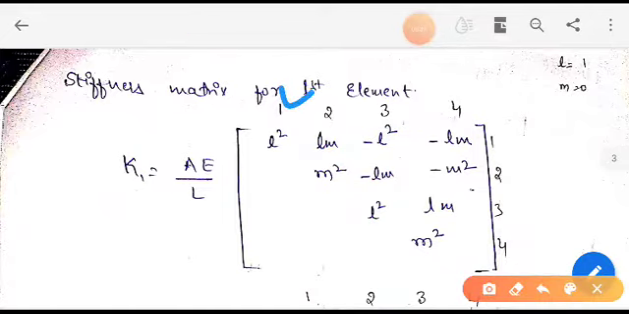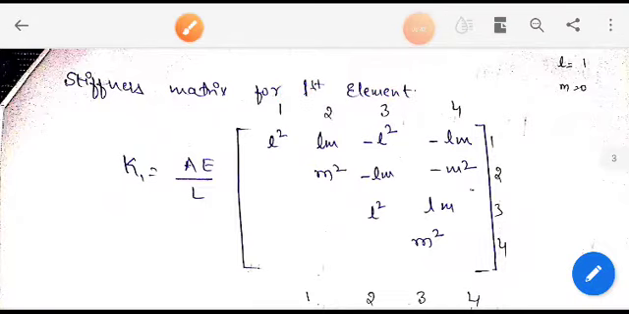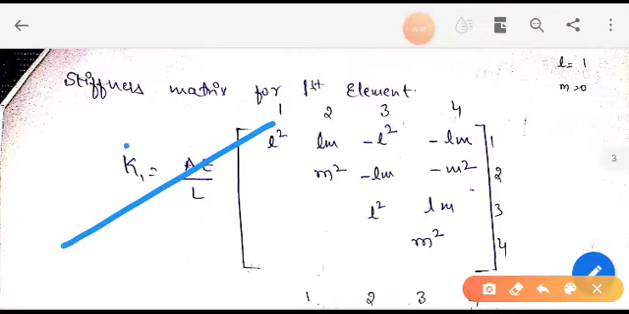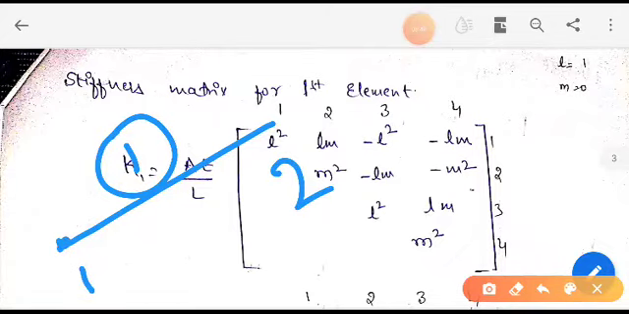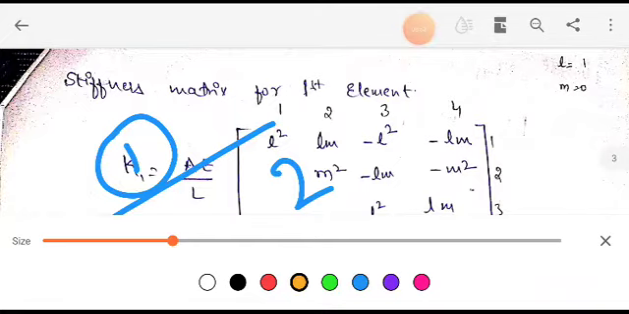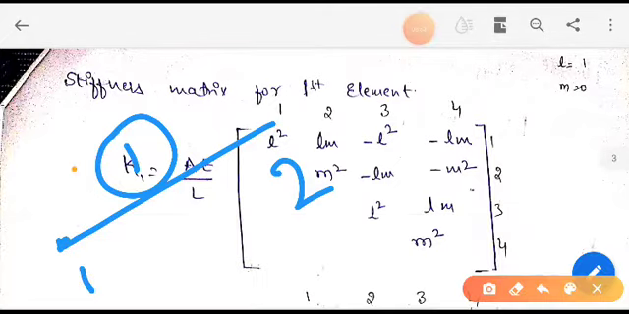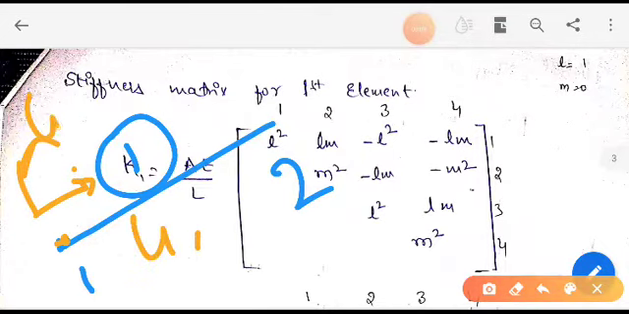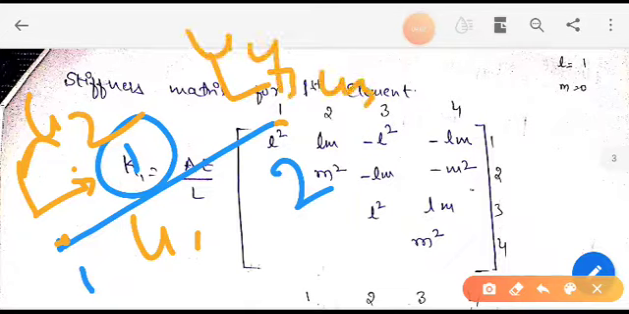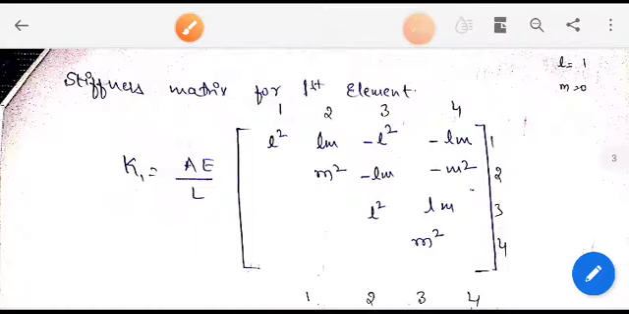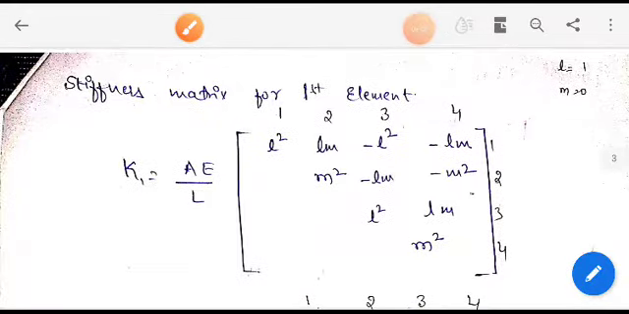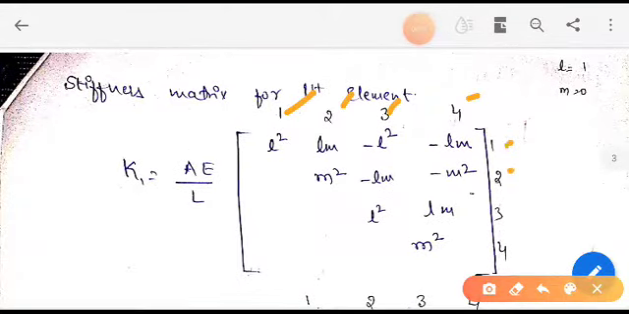And here we have written 1 2 3 4, because the first element is connected between node 1 and 2, and this first node has two displacements u1 and u2, and the second node has displacements u3 and u4. So we have 4 displacements, so we have a 4 by 4 matrix, which you can see here, with indices 1 2 3 4.